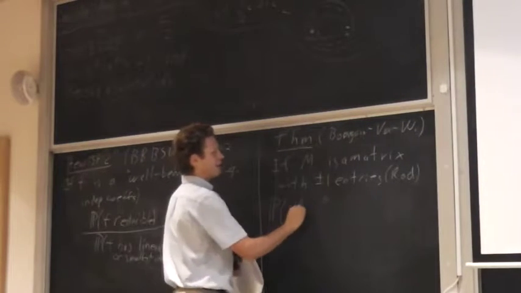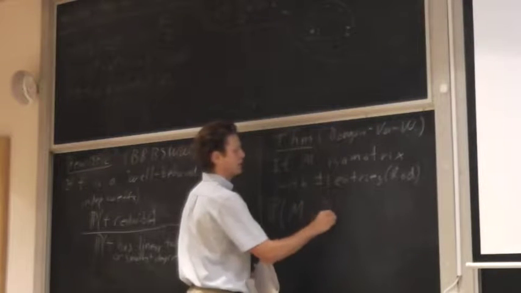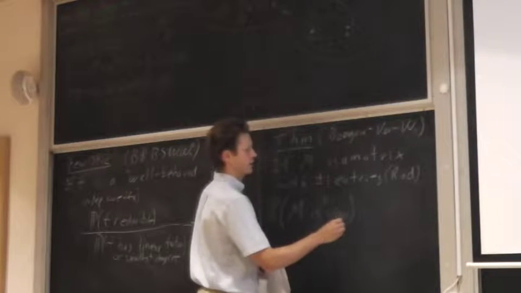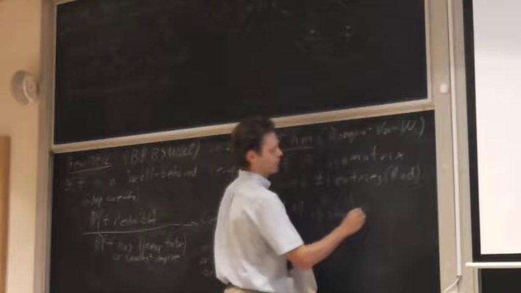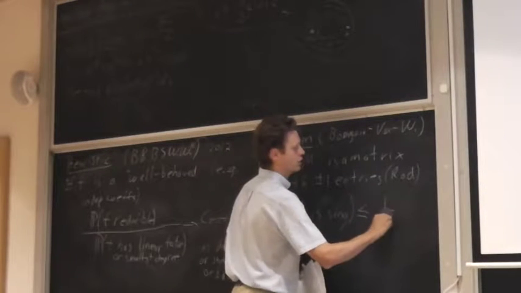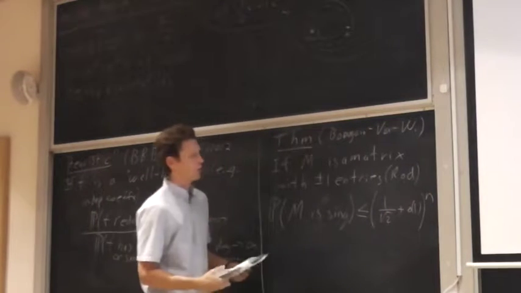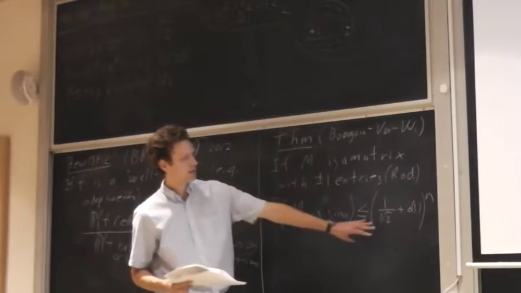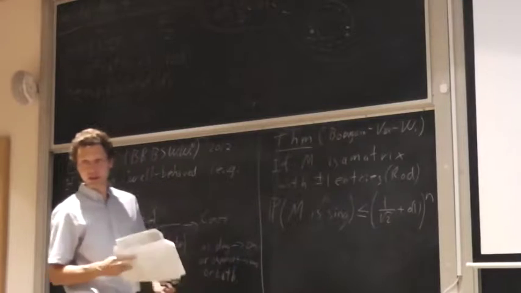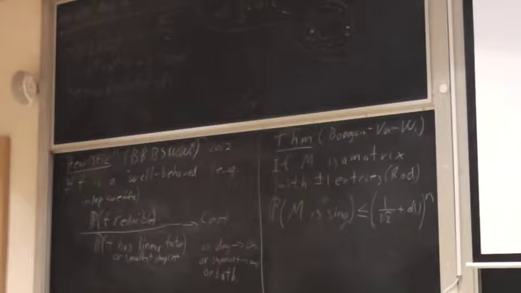Then the probability that M is singular is at most 1 over root 2 plus o(1) to the n. And this built on some work of Tao and Vu where they showed a similar bound where this 1 over root 2 was instead 3/4. And it's expected the final answer should be 1/2.